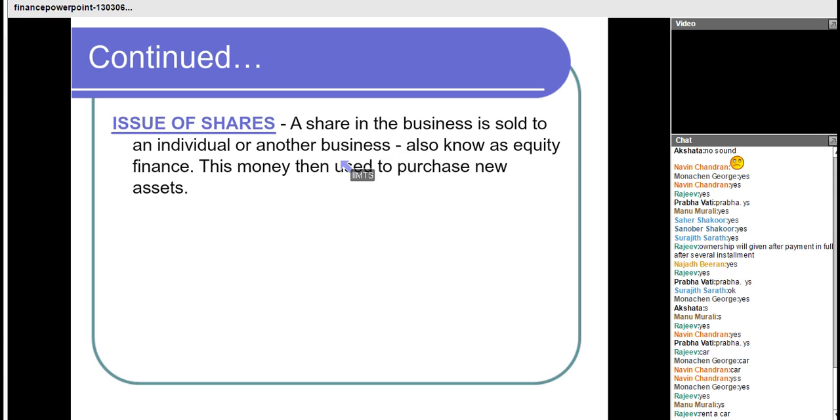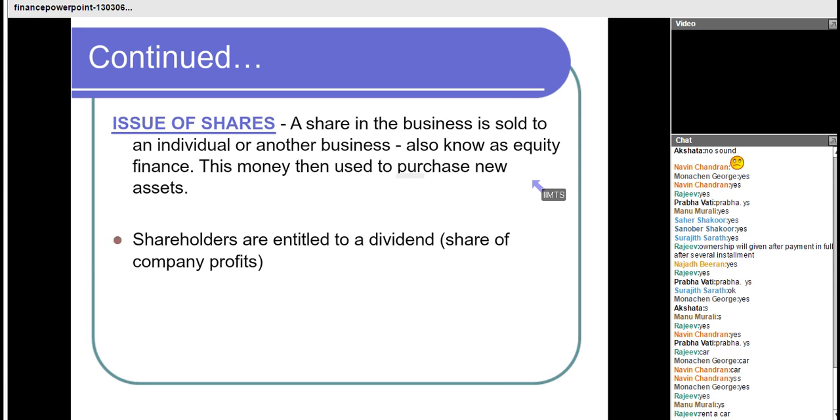Now shares. In the business, they are sold to an individual or another business, also known as equity finance. This money is then used to purchase new assets. So shares can be issued at the startup of the company and some portion of it is retained. And as and when the need arises, the company keeps on issuing shares from time to time and generates funds for the business.